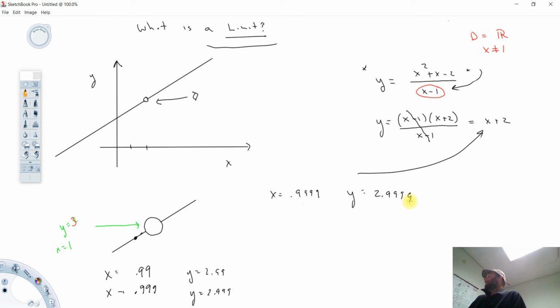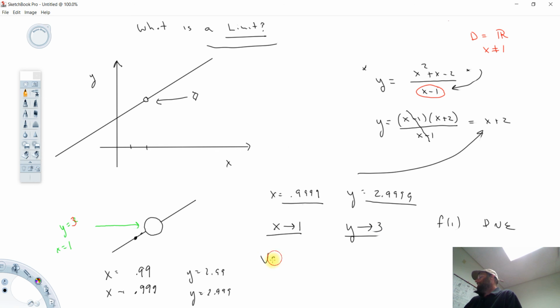So the limit is the value that y is approaching as x approaches 1. In this case, as x goes to 1, y is going to 3. Now again, f of 1 does not exist. 1 is not in the domain of this function. But we can still say that as x is approaching 1, y is approaching 3. And that's what a limit is.